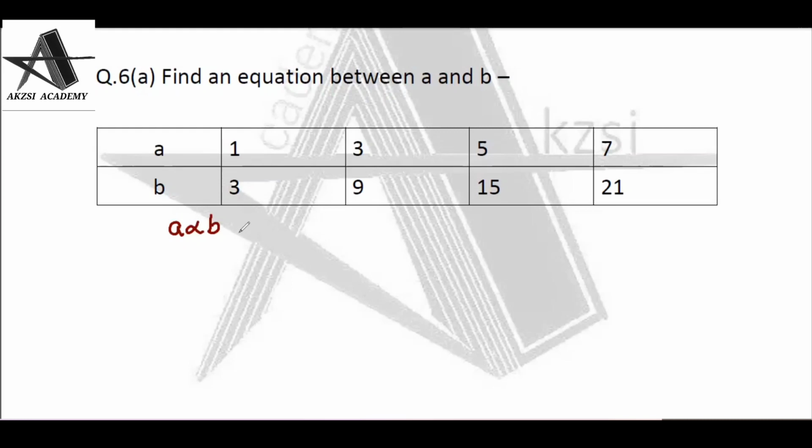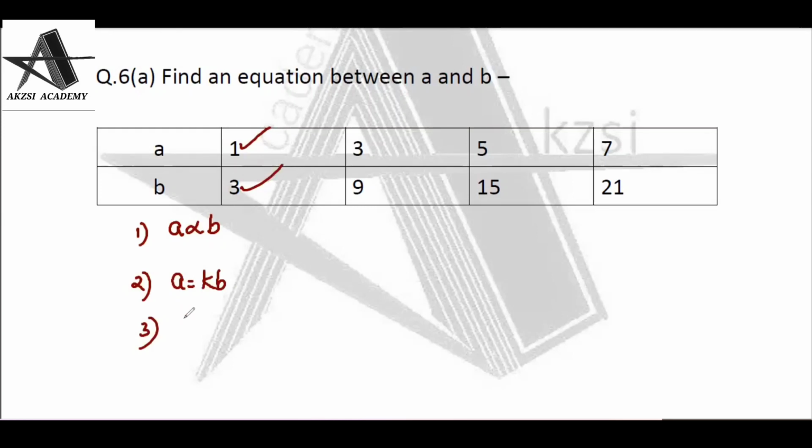Now we have to find an equation. We have to follow the same steps. First is write the direct relationship. The second is I need to introduce a constant. Third is put the value of a and b. Let me take this value. Doesn't matter which value you take, you will always get the same value of k.